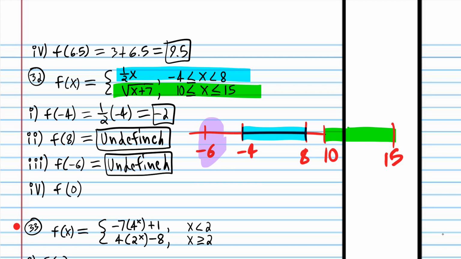And what about 0? Well, 0 is actually in this blue interval here. So we use the blue equation. 1/2 times 0 is 0. So if you got that right, excellent.